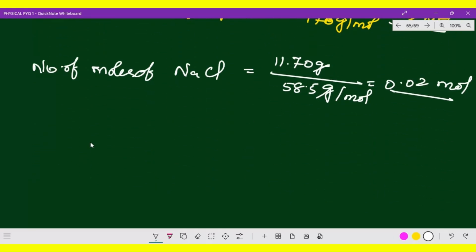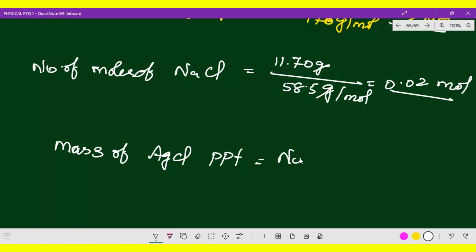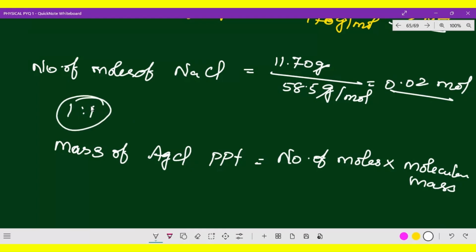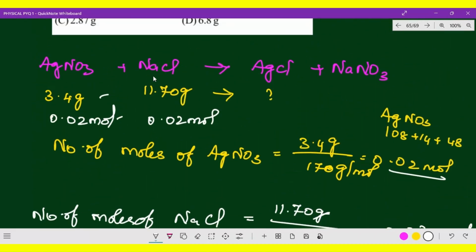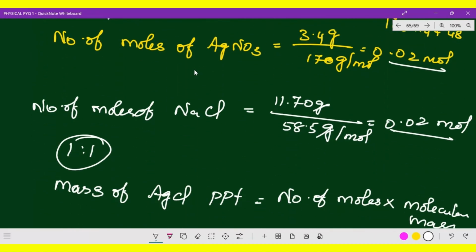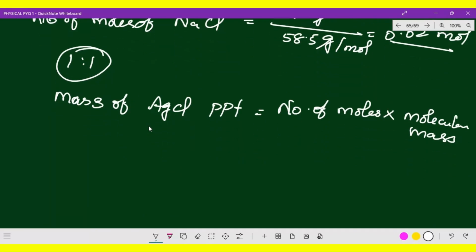So to find the mass of silver chloride precipitate, how much is it? Number of moles into molecular mass. See here, the mole ratio, how much is it? 1:1. Even in the balanced equation, the stoichiometric coefficient is 1:1 only. Here also 1 and here also 1, in the balanced equation, right? So it will be easy for us to calculate the same kind of question. Actually, values vary, but the same concept only.